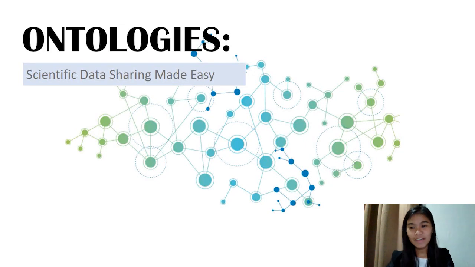So, good day everyone. We are still on the social uses of genetic discovery, specifically in the topic ontologies, scientific data sharing made easy. So, let us look at the definition. It is a logic-based organizational structure for knowledge. Ontologies speed genetic discovery by allowing researchers to quickly find and compare data from multiple sources.